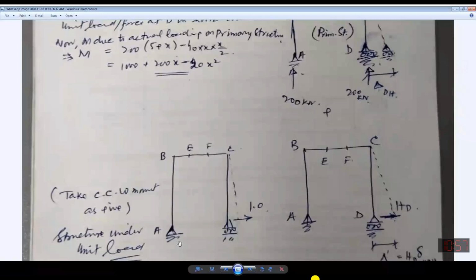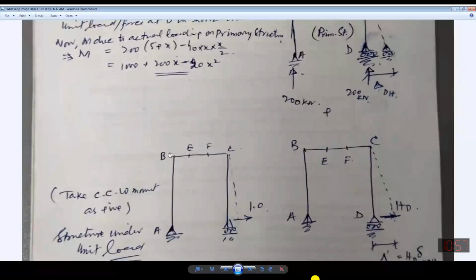So you can see x is varying from A to B, meaning 5 meter. So 1 multiplied with x will be the moment due to this unit force. Similarly, if I talk about BE, then its effect will be transferred at point B, because B is the origin. Its effect will be transferred over there in terms of moment.